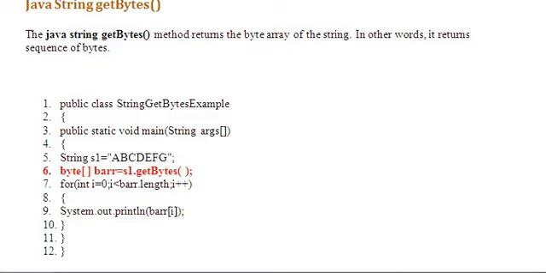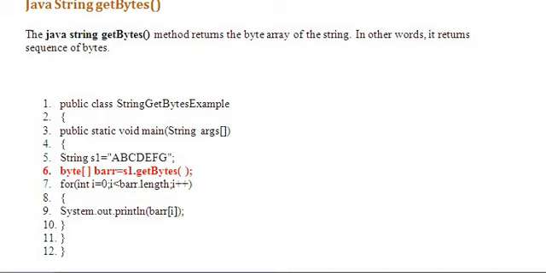The next method is getBytes. The getBytes method in Java is used to convert a string into a sequence of bytes and returns an array of bytes. Look at the example, line number 5. String S1 is equal to the alphabets A, B, C, D, E, F, G. And look at line number 6, S1.getBytes. It returns a sequence of bytes.